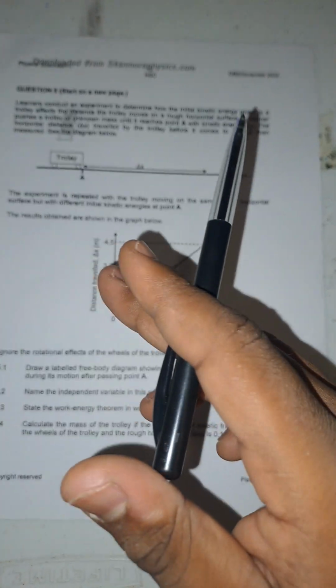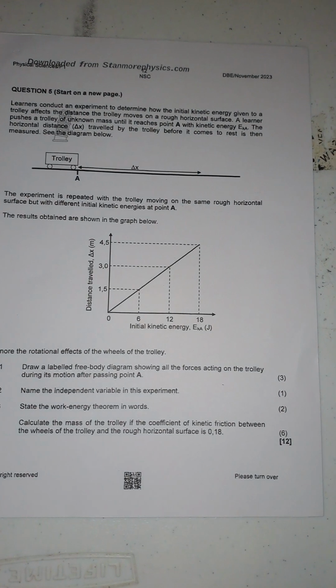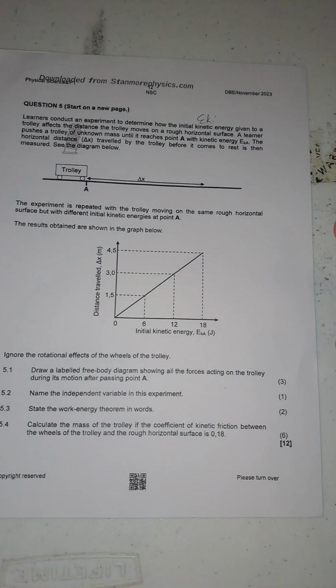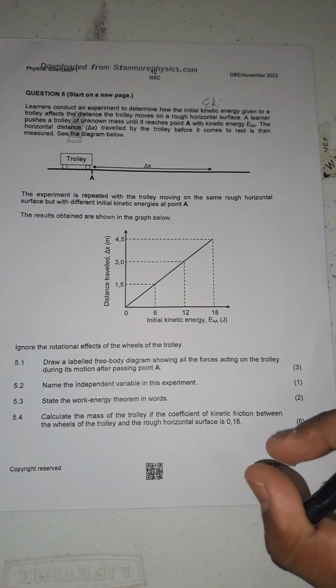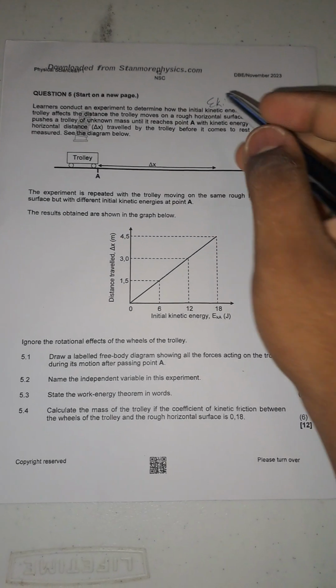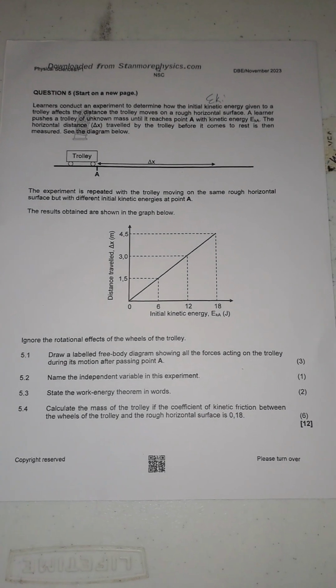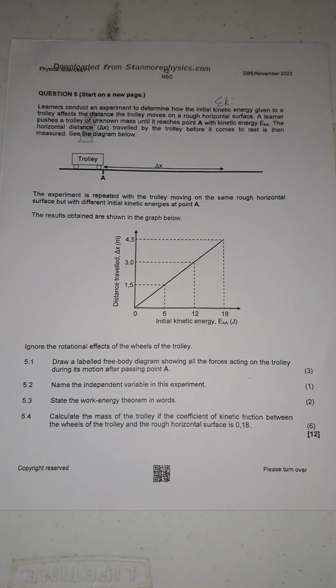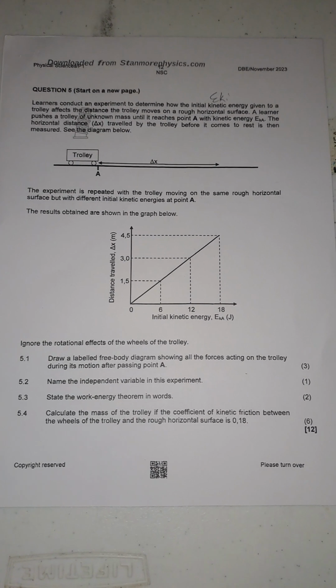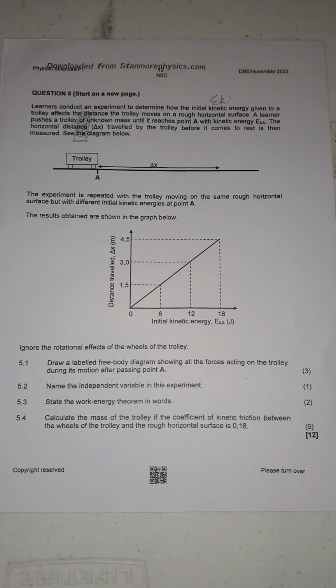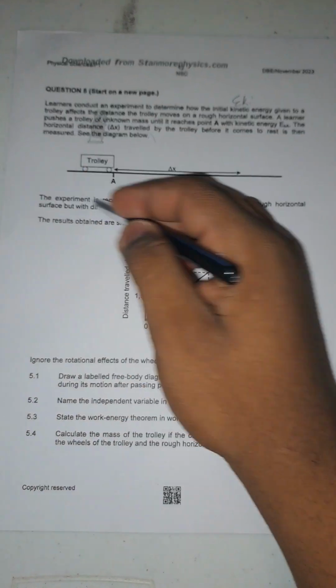So let us conduct an experiment to determine how the initial kinetic energy, E_KI, given to a trolley affects the distance the trolley moves on a rough horizontal surface. When they say rough horizontal surface, it means what? Kinetic friction. So a learner pushes a trolley of unknown mass until it reaches point A with kinetic energy E_KA. The horizontal distance travelled by the trolley before it comes to rest is then measured. So this is the scenario here.